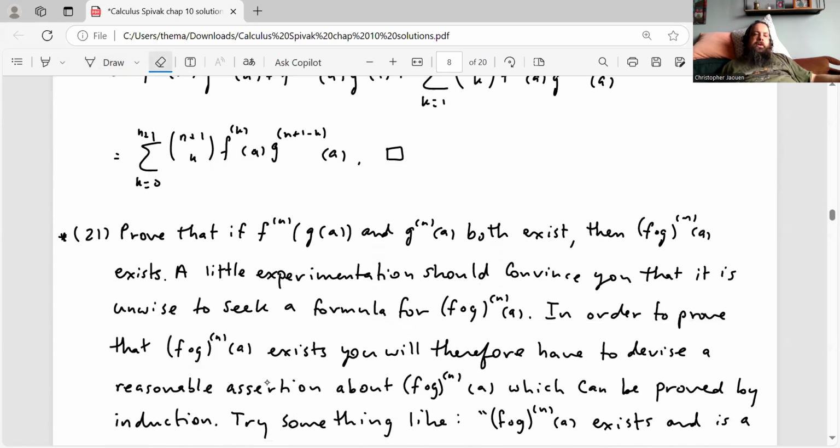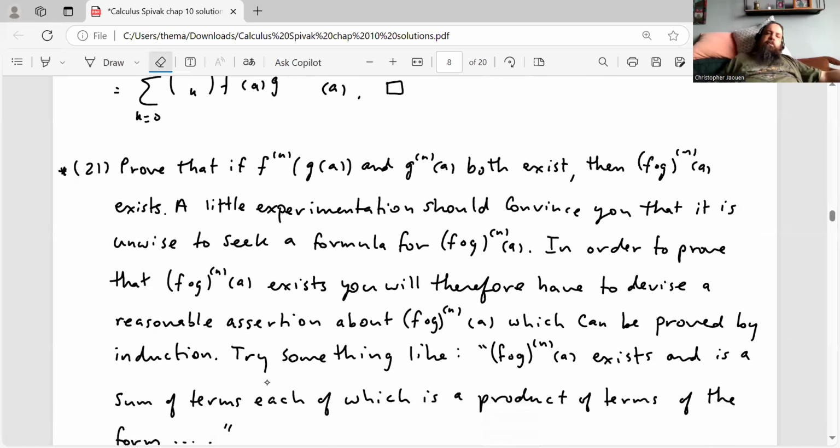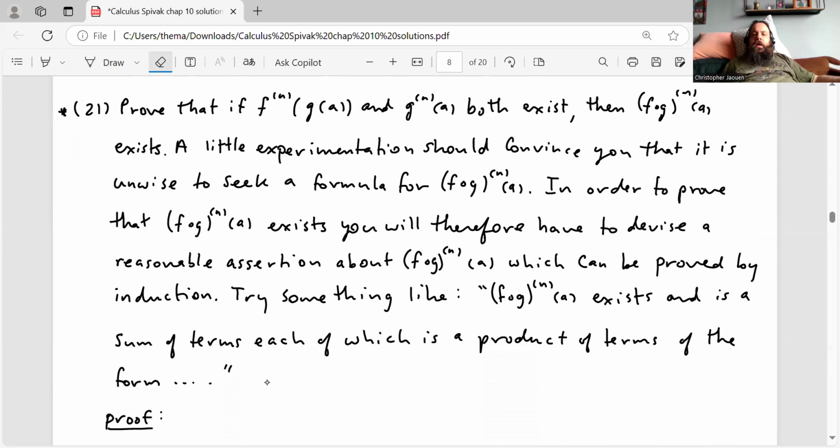Okay, question 21. Prove that if the nth derivative of f at g of a and the nth derivative of g at a both exist, then the nth derivative of f composed with g at a exists. And Spivak gives some hints here. He says, a little experimentation should convince you that it is unwise to seek a formula for the nth derivative of f composed with g at a. In order to prove that the nth derivative exists, you will therefore have to devise a reasonable assertion about that derivative, which can be proved by induction.